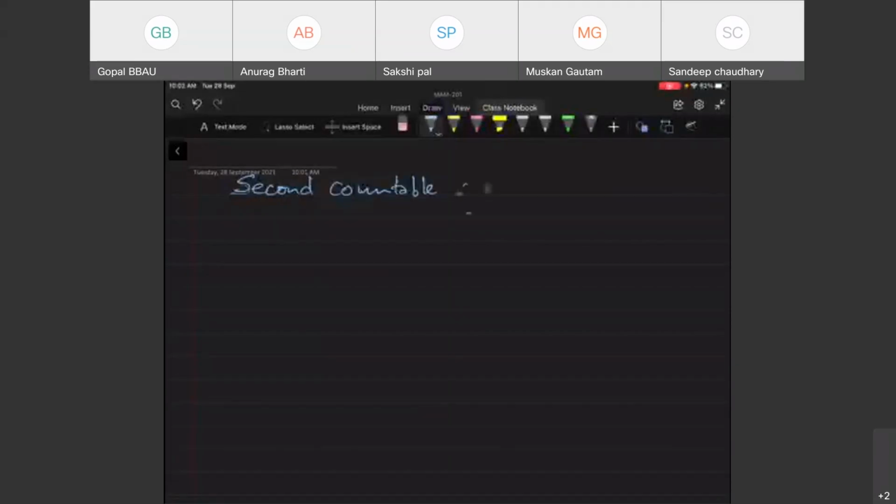Can anyone recall what is a second countable space? Hello?